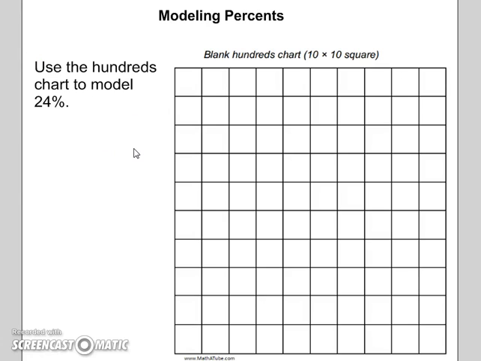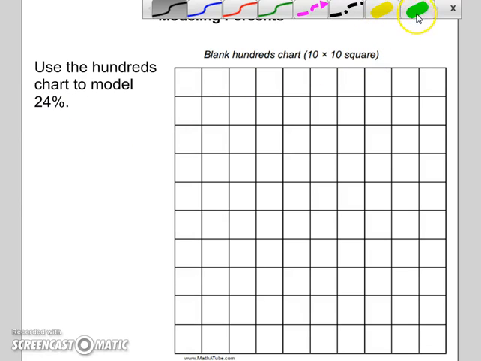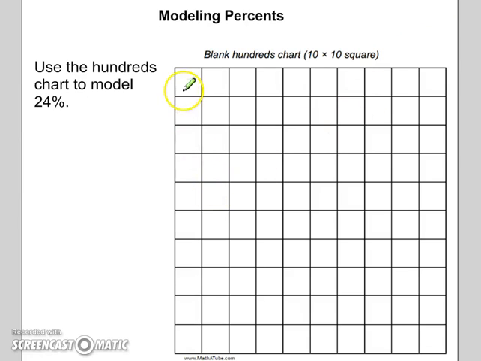Now we can model percentages in various ways. Here you'll notice I have a hundreds chart, 10 by 10, so 10 wide, 10 tall, so 10 rows of 10. We are going to model, in this particular case, 24%. That means very simply I'm going to color in 24 of the boxes in my chart. I can do this any way I want. If you want to come up with some special pattern, you can. I'm just simply going to highlight 24 boxes.